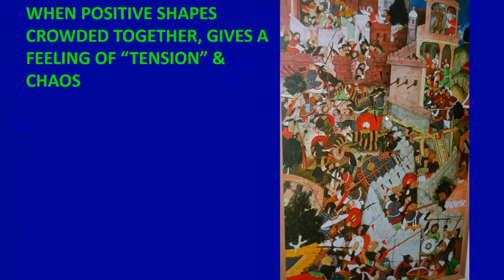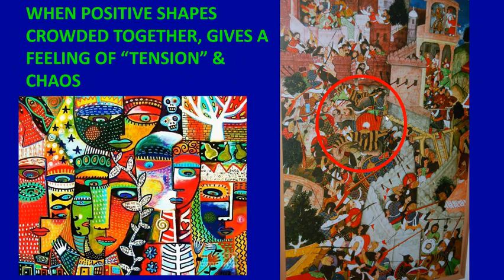When positive shapes are crowded together, it gives the feeling of tension or chaos. Right? And I ask my students, can you find the elephants in this painting right here? It's a very complicated painting, and how can you miss an elephant? Elephants are so big, but there are the elephants right there, and you wouldn't be able to see them because there's all this chaos happening in there. It's a very crowded and overpopulated painting, and we get that a lot.